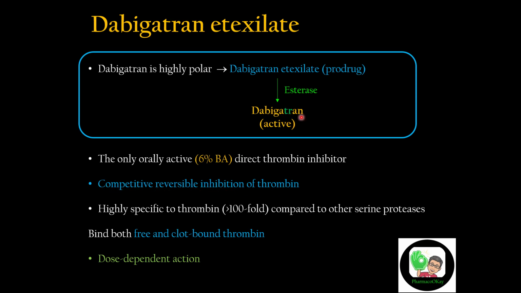So the suffix of the name can tell that dabigatran is a thrombin inhibitor. The oral bioavailability of dabigatran etexilate is quite low, about 6 to 7%. And dabigatran is highly specific to thrombin. It binds to both the free form and the clot-bound form of thrombin, and it acts in a dose-dependent manner.